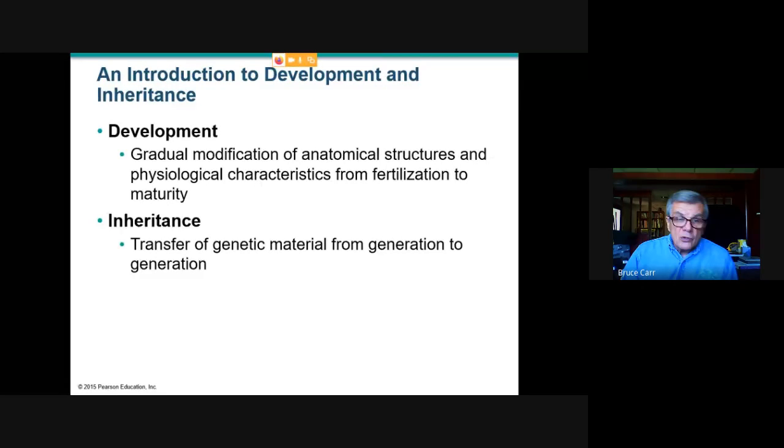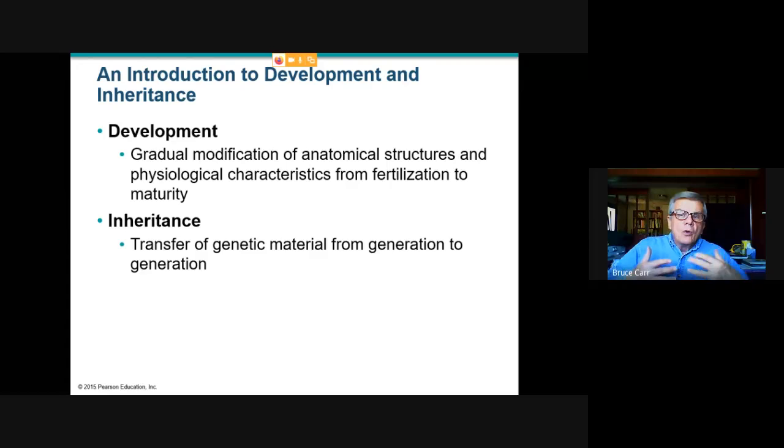The second term is inheritance. What are those principles that govern the transfer of genetic material from generation to generation? What am I talking about? I'm talking about what is my contribution to my offspring. What are the rules that govern how I can affect the genetic characteristics of my offspring?